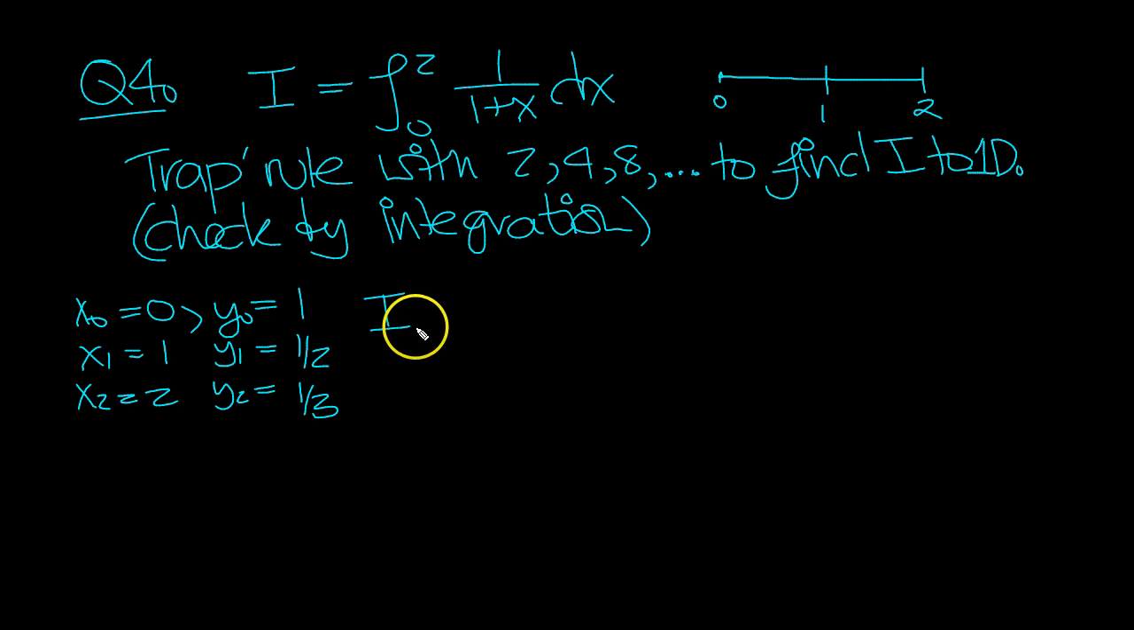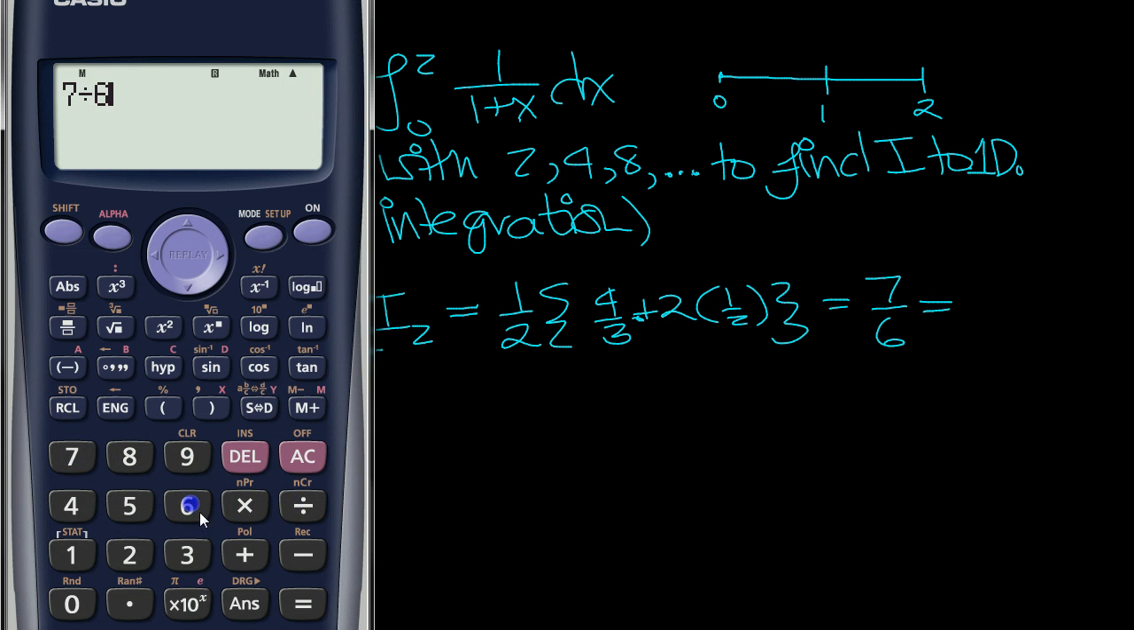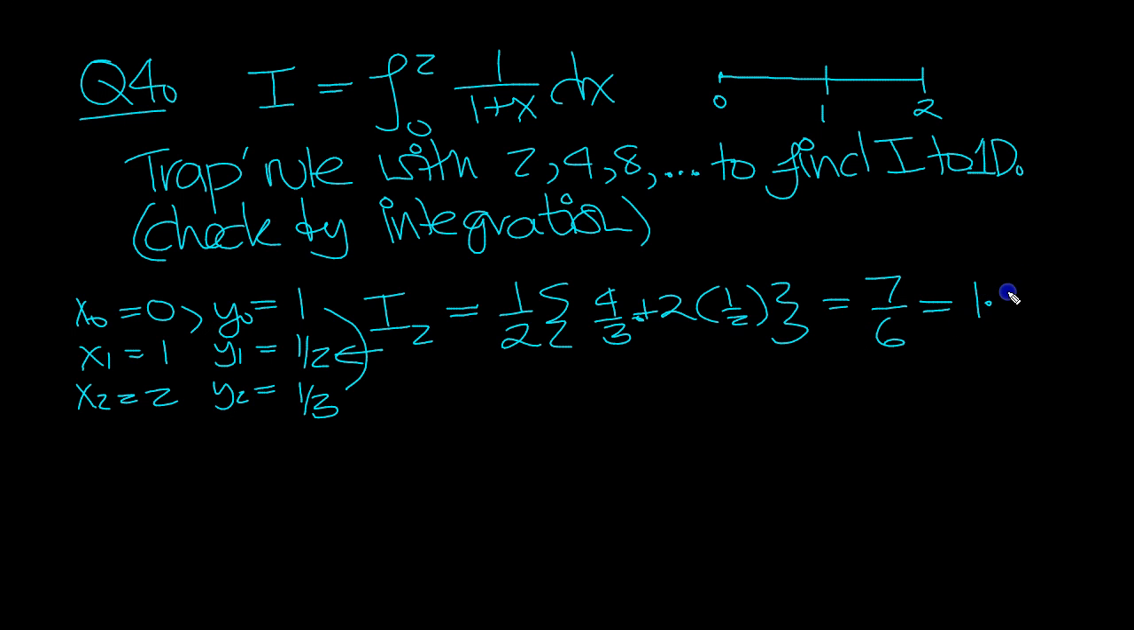So I with 2 strips is equal to the distance over 2, which is 1 over 2. The first plus the last, 1 plus a third is 4 thirds, plus 2 lots of the 1 in between, 2 lots of a half. 1 plus 4 thirds is 7 thirds. 7 thirds over 2 is 7 over 6, which is 1.16, 1.2, and that was to 1 dp, wasn't it?